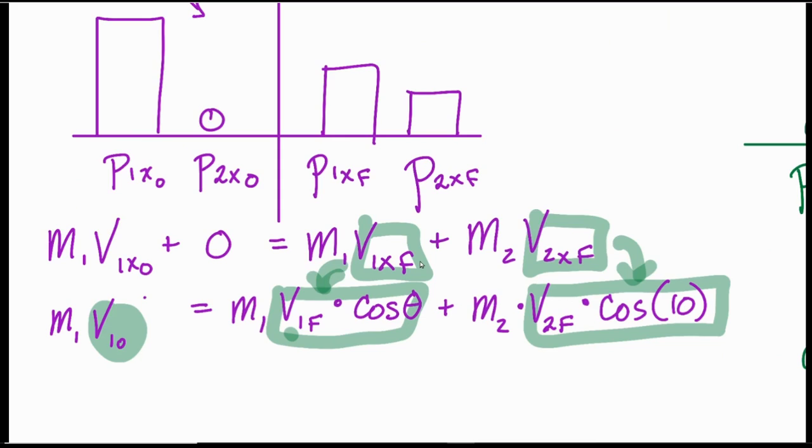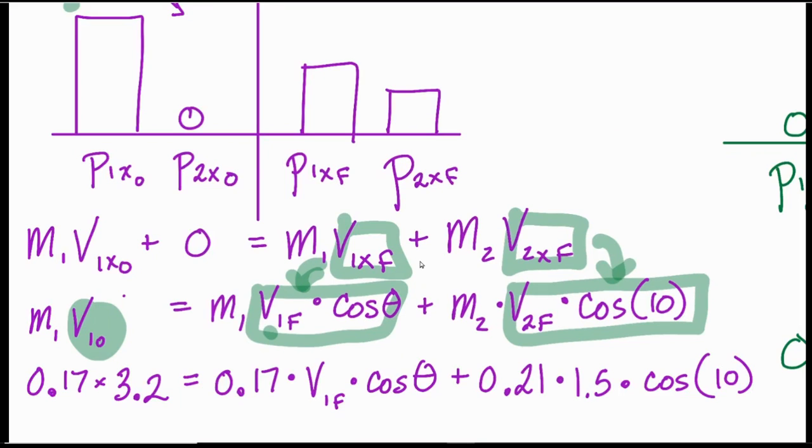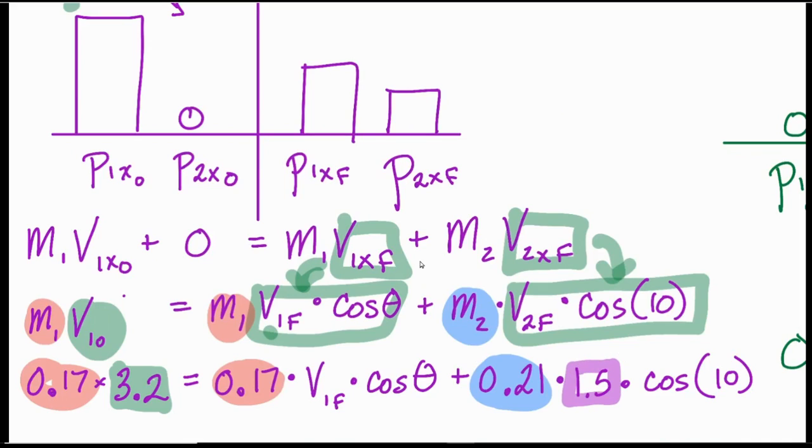And then my next step is to put in the numbers. All right, so I put in the mass of 0.17. I put in the starting velocities and the angles. So mass 1 is 0.17. Mass 2 is 0.21. And then I don't know V1 or my angle at the end. I do know my starting velocity at the beginning was 3.2. After the collision, V2 is going to have a velocity of 1.5 at an angle of 10 degrees.